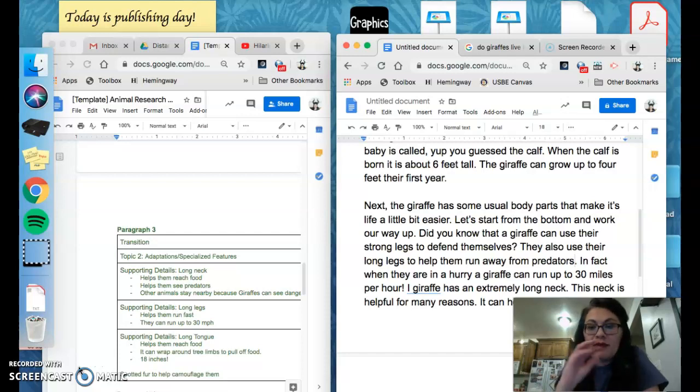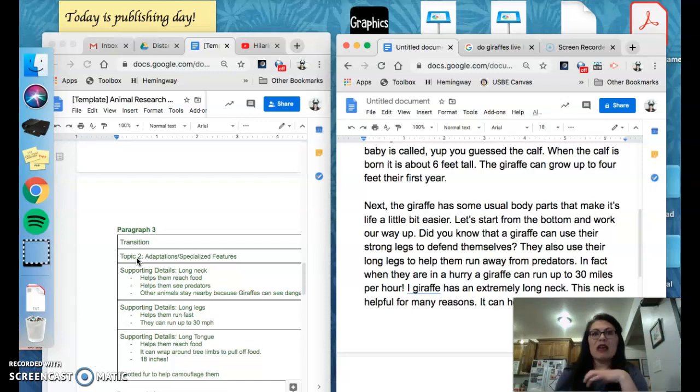But I just wanted to finish up by saying that if you write me one sentence per piece right here, so if you said topic 2, the giraffe has some usual body parts that make it a little bit easier. It has a long neck, it has long legs, and it has a long tongue. That's really boring. That's not a paragraph. That's a list of facts.